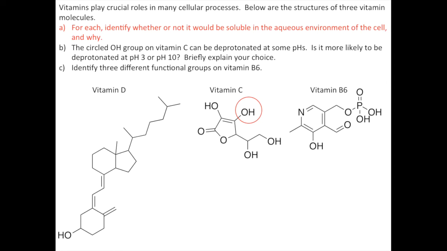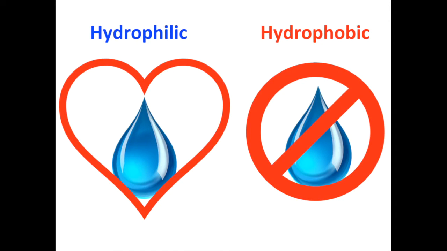Part A of the question is asking us to determine if each vitamin would be soluble in the aqueous environment of the cell. In other words, is each molecule predominantly hydrophilic, water-loving, or hydrophobic, water-fearing? How can you tell? When we're looking at molecules in biological systems, we answer this question by determining if the molecule contains the kinds of functional groups that would allow it to interact favorably with water.